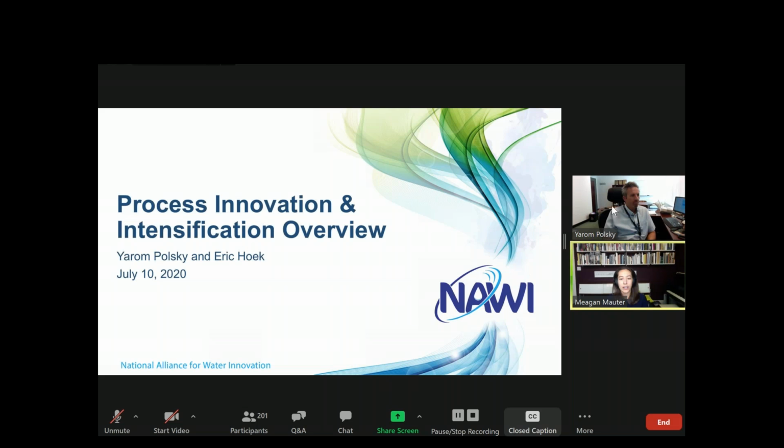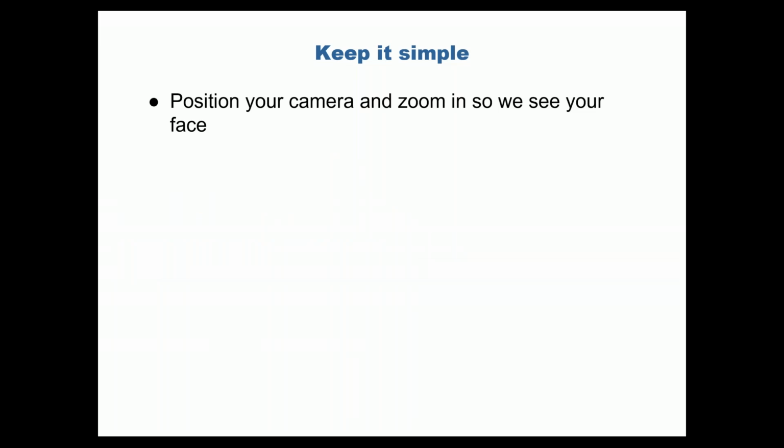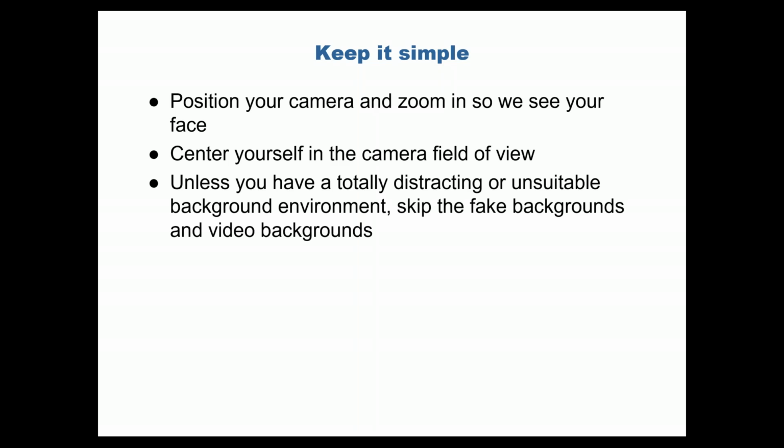In the case of Jerome, he is again speaking to a different camera that's not where he's speaking to a screen, but that's not where the camera is, and it ends up looking for an audience member like he's not connecting with me. So in general, my advice is just to keep it simple, as in all things. Position your camera and zoom in so we can see your face, center yourself in the field of view, and unless you have a totally distracting or unsuitable background environment, skip the fake backgrounds and video backgrounds.